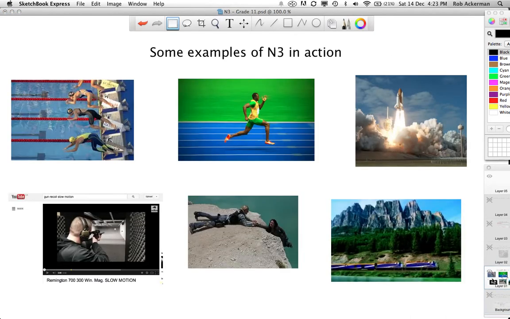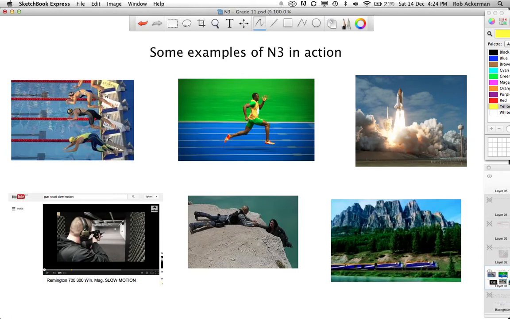Here we go. I'd like you to start by having a look at each of these 6 pictures. Actually, 5 pictures really, plus this one here, which is a screenshot of a YouTube video. We're going to actually go and watch this video in a moment. And don't worry, this guy is just doing target practice in an indoor range. He's not going to shoot anyone.